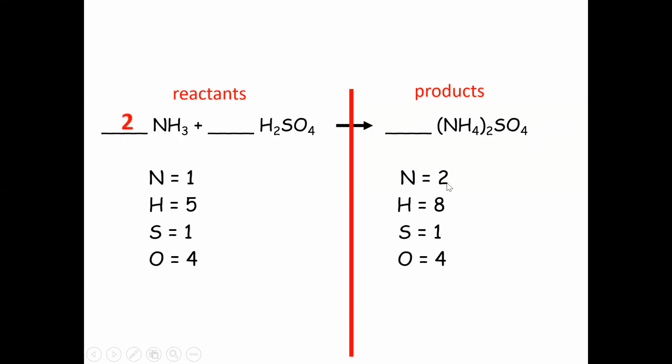Now, what you can do is put a 2 in front of ammonia. That doubles the number of nitrogens to 2, but the number of hydrogens is going to increase quite a lot. The reason is that you've got 2 times 3 there, which is 6, plus your 2 there, which is 8. Okay, and then in doing that, your equation is then balanced.